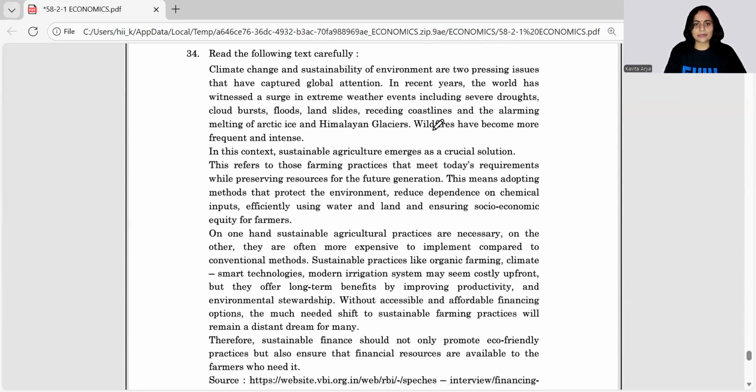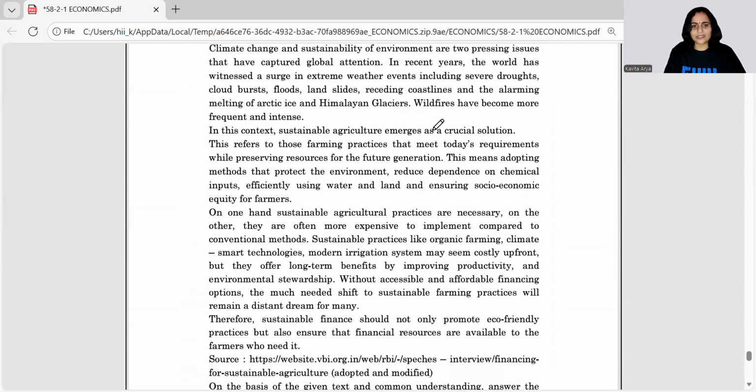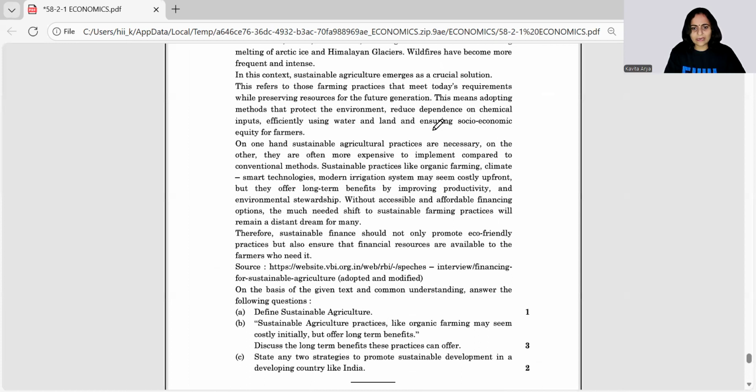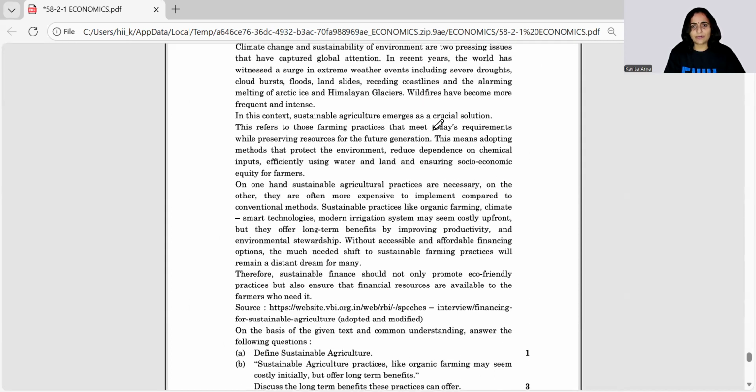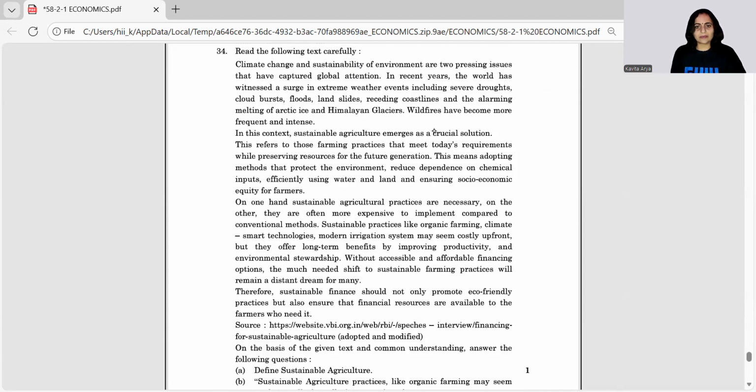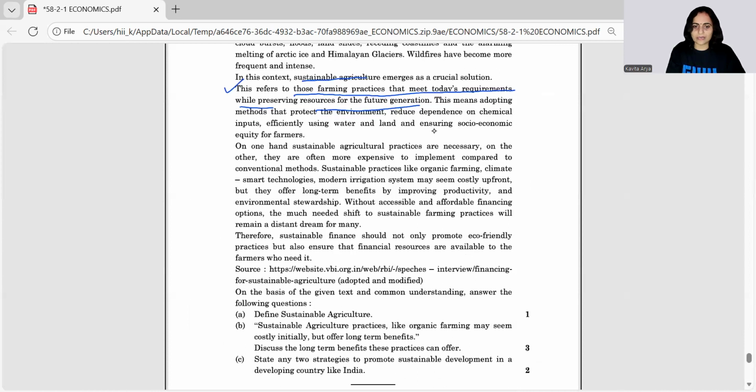And the last question is a case study based on climate change. Let us see. Define sustainable agriculture. All the questions would be very clearly given here. See, this says sustainable agriculture. It refers to those farming practices that meet today's requirement while preserving resources for future generations. 1 mark done.